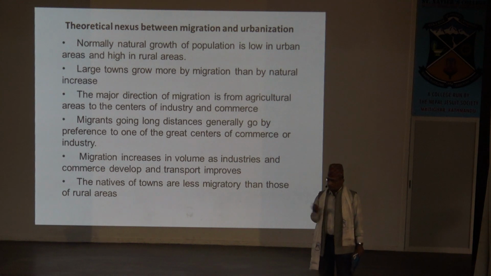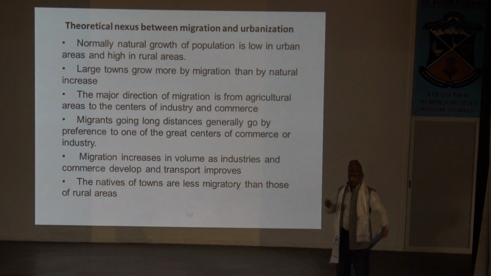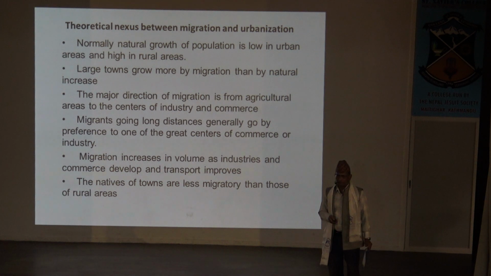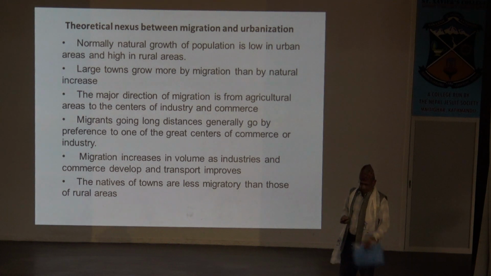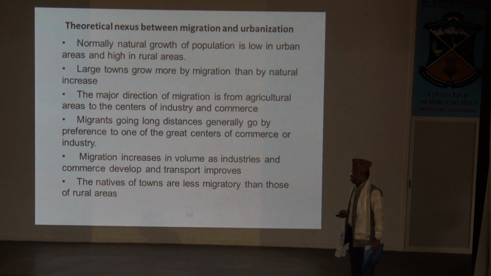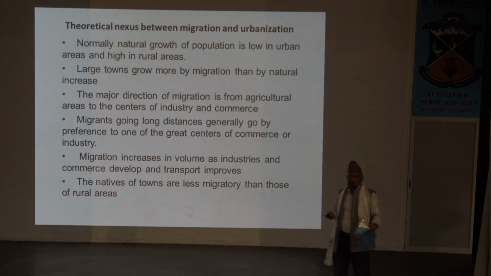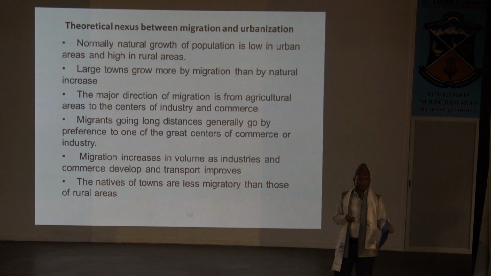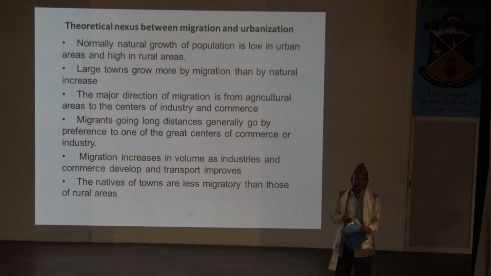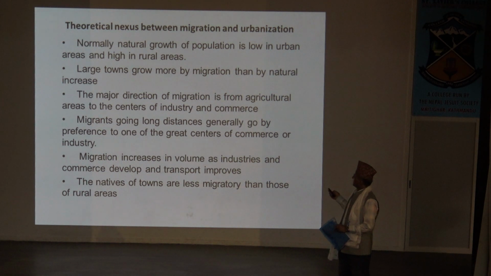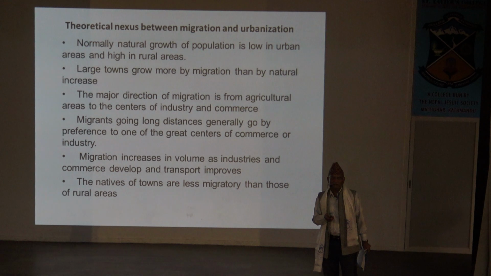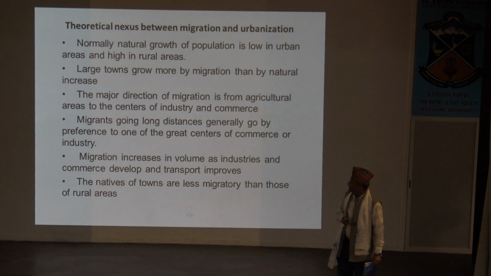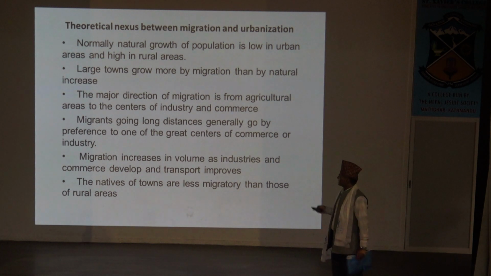Now, I just wanted to talk more on this. What is the nexus between migration and urbanization? I have a few, 10, 11 points to mention. What the theory says, we have a number of theories in migration, and these migration theories refer to the urbanization process as well. What they say is normally natural growth of population is low in urban areas and high in rural areas. So rural areas' population growth is relatively high, and urban areas' natural increase is relatively low.